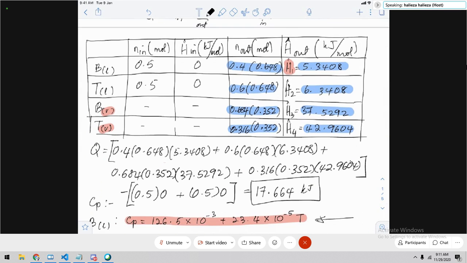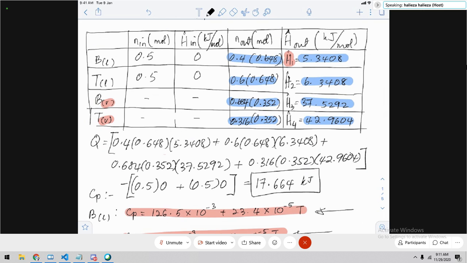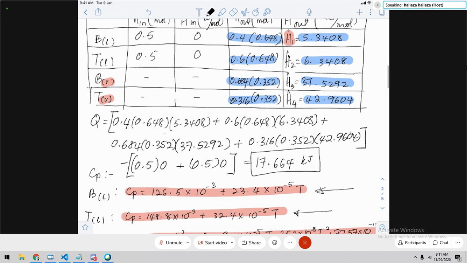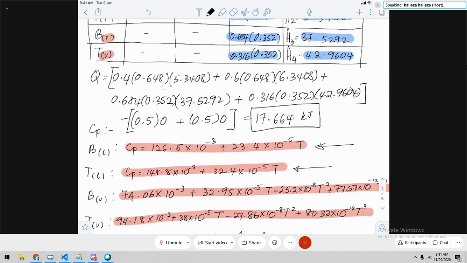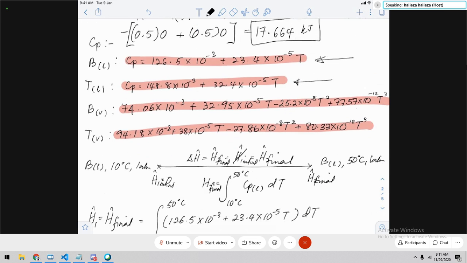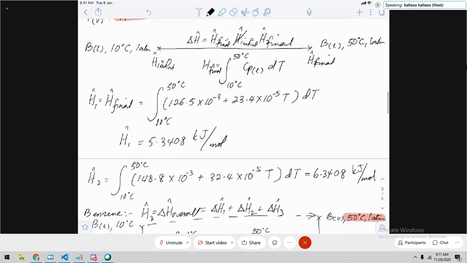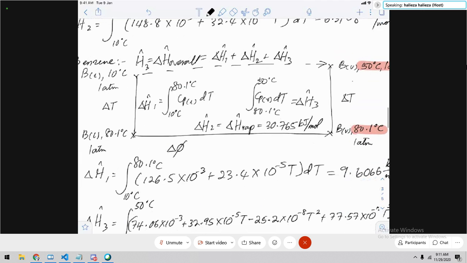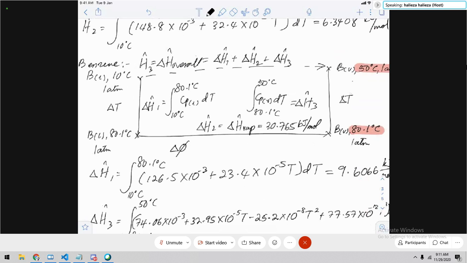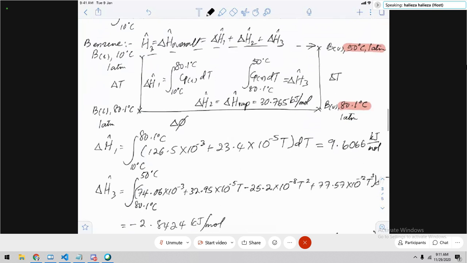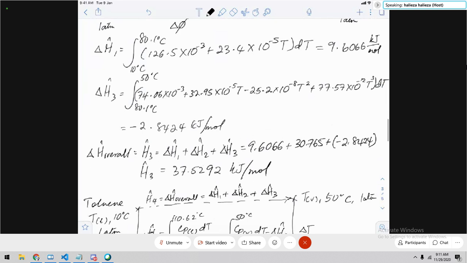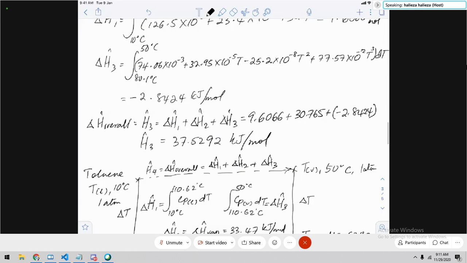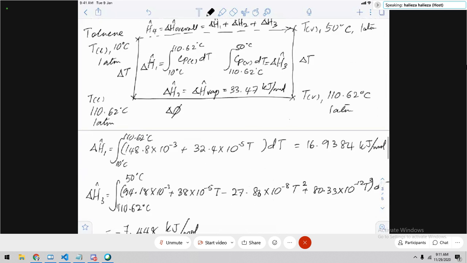The part that takes quite a long time is getting the CP, the integration, and using the hypothetical path to get the enthalpies. That's the part that takes the most time. The material balance is very straightforward. The energy balance equation is also straightforward. Just that you need to do the integration and you need to construct the hypothetical path. So any questions? Guys, any questions?